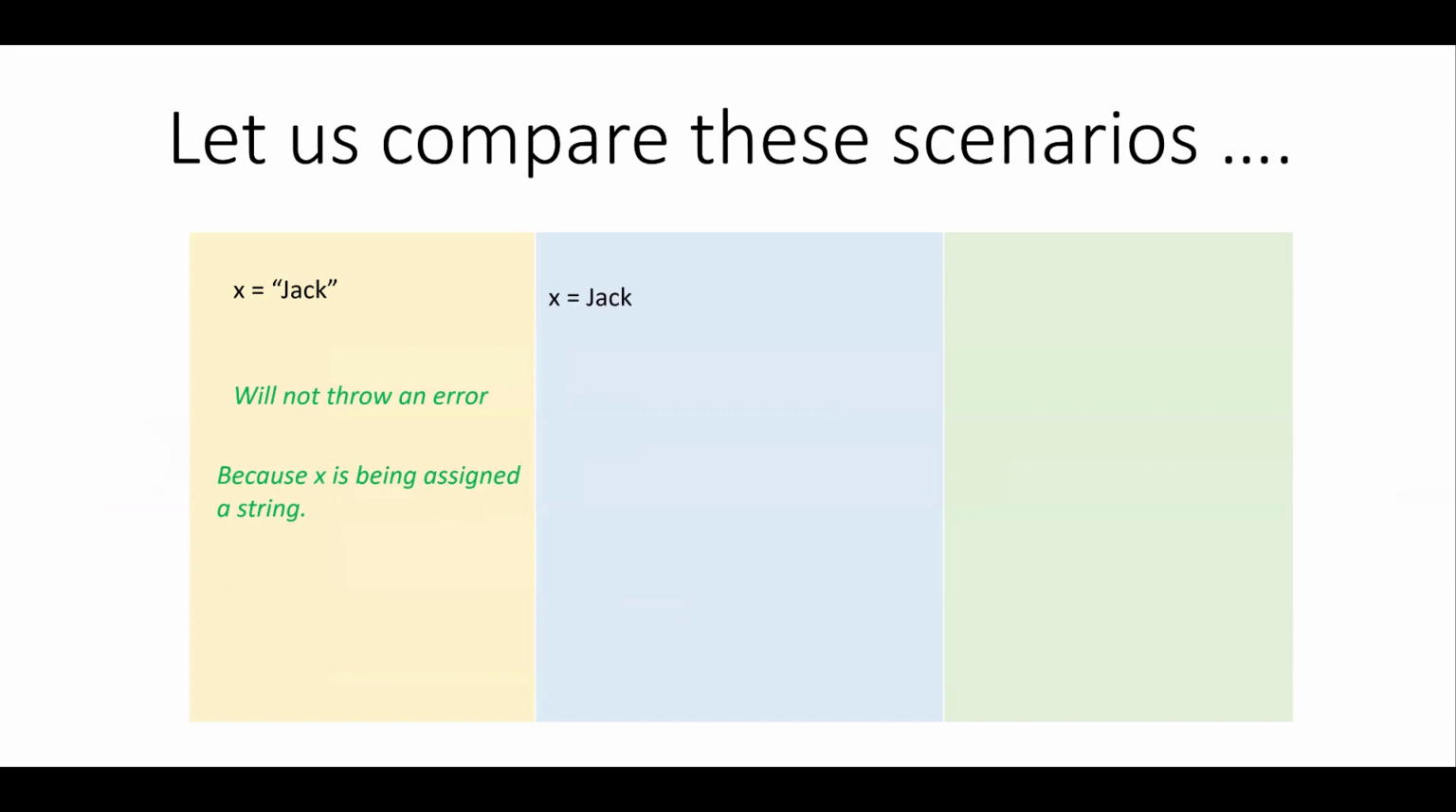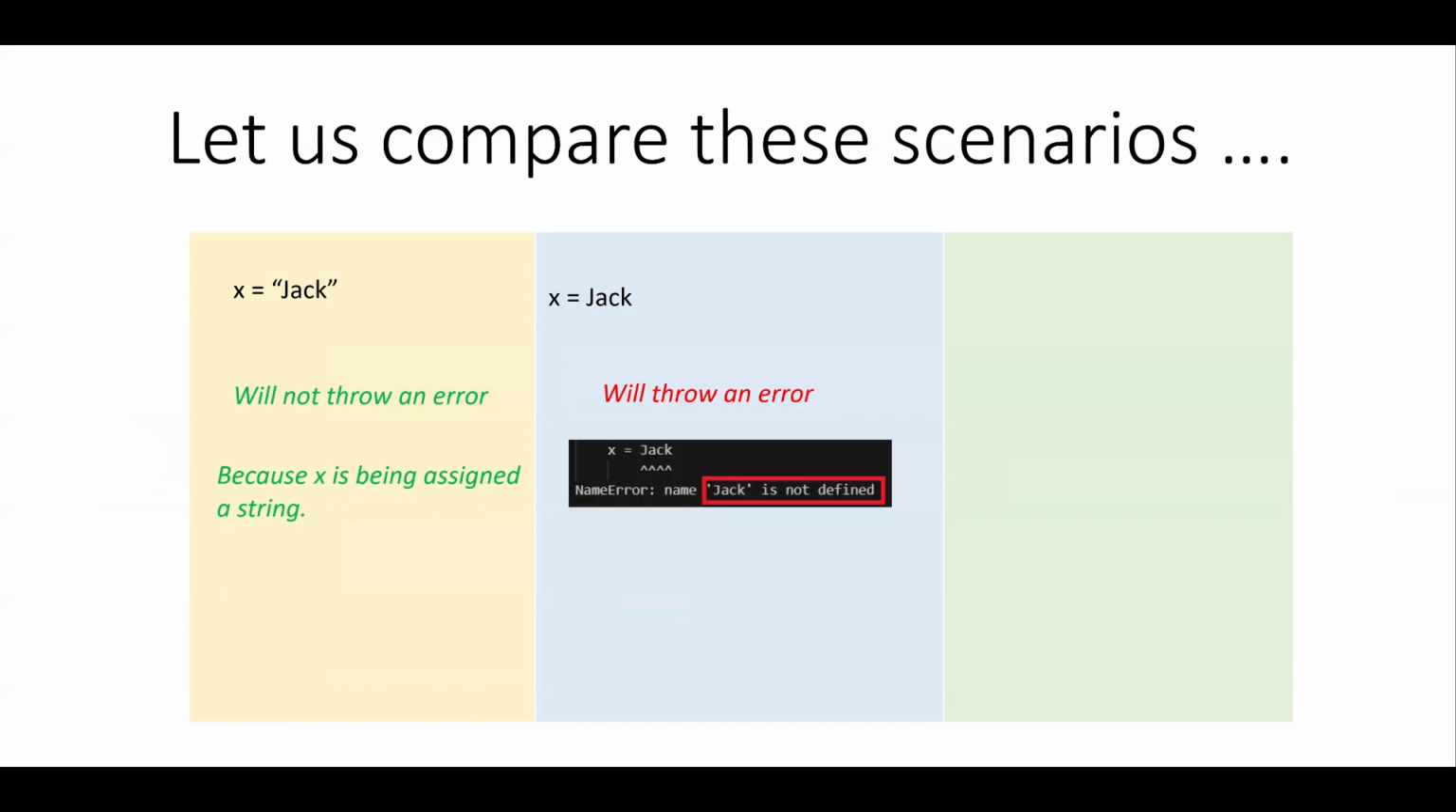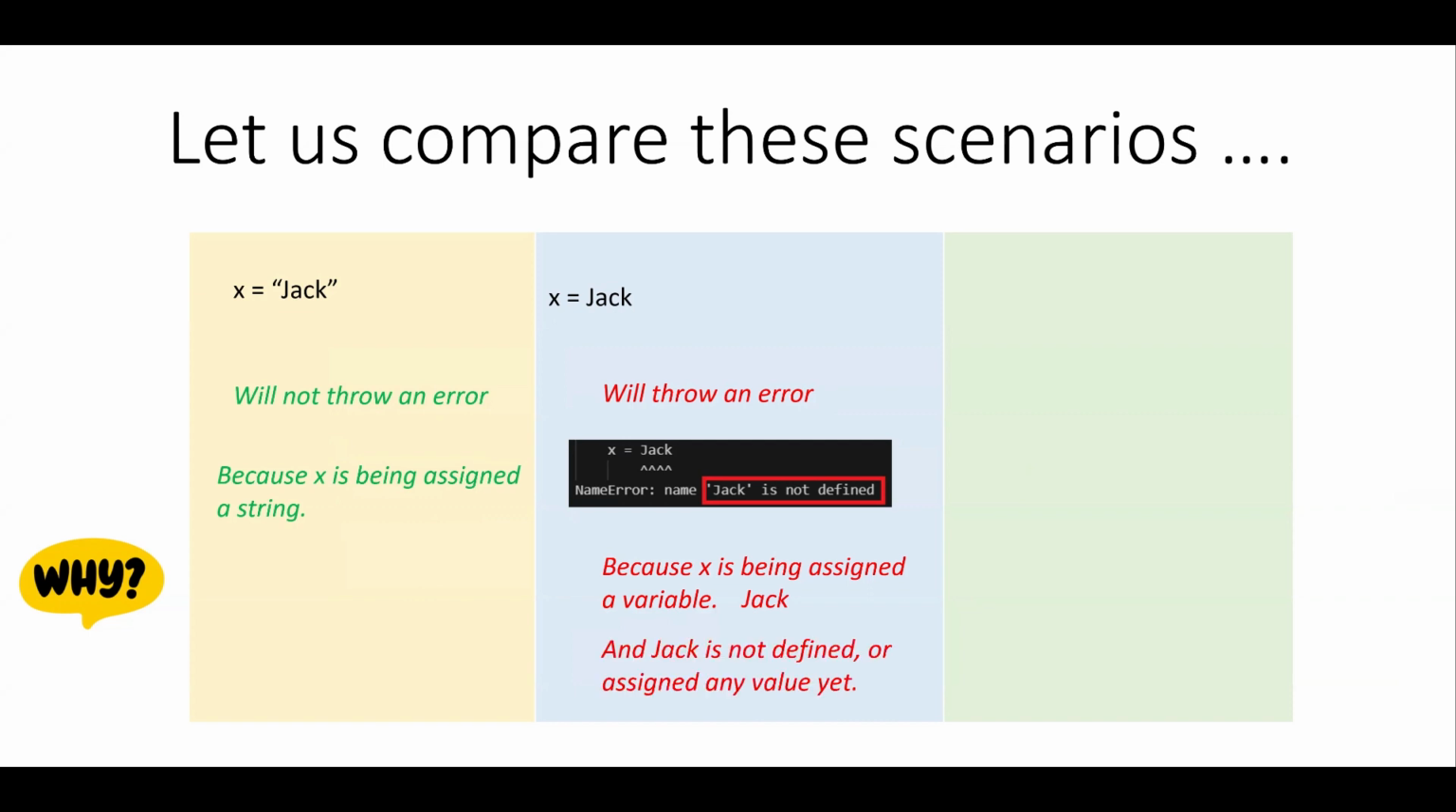Whereas X is equal to Jack, without quotes, is going to throw an error. Here it is going to give us an error: Jack is not defined. Why? Because X is being assigned not a string, but rather a variable. So when X is equal to Jack and Jack is not in quotes, Jack is acting like a variable. Because X is being assigned a variable, Jack, and Jack is not defined or assigned any value yet. We will understand it better in the next example.